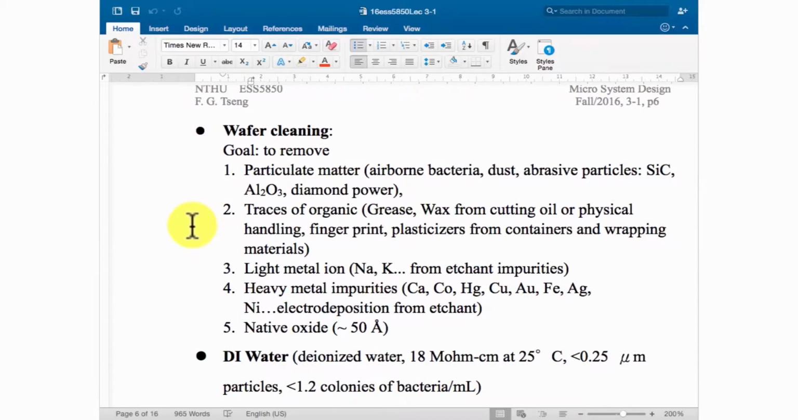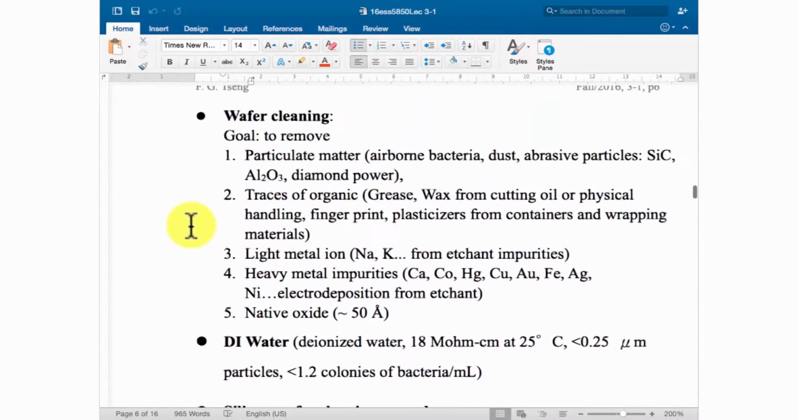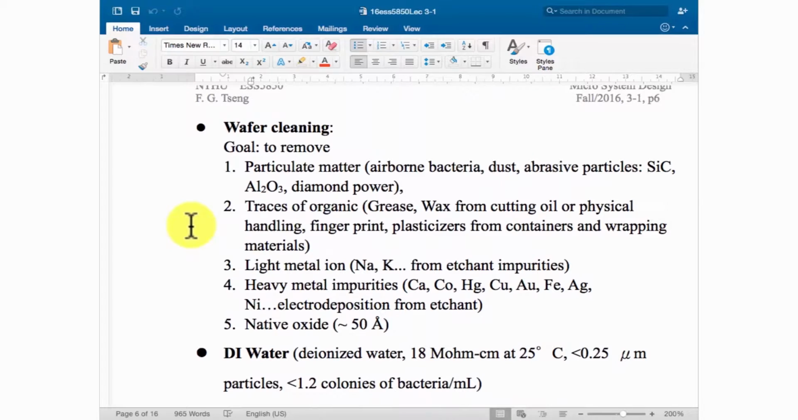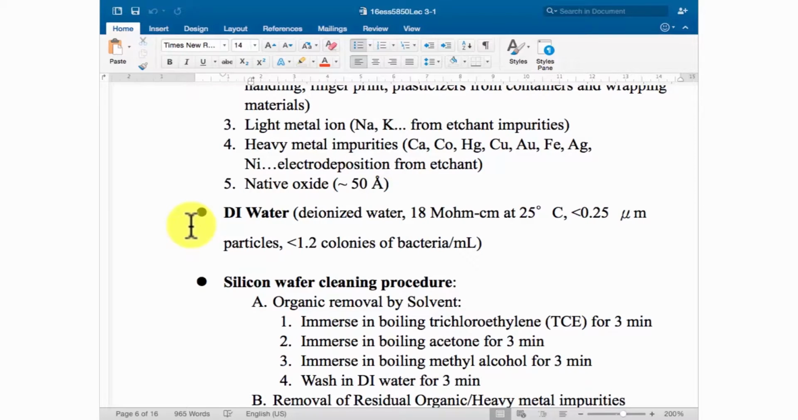For the lithography process, the detailed steps: we first need to go through wafer cleaning, because we want to remove the particles. I will not go into the detail; you can look into it later. To remove the surface particulates, we need to use very clean water. We call it DI water, deionized water.